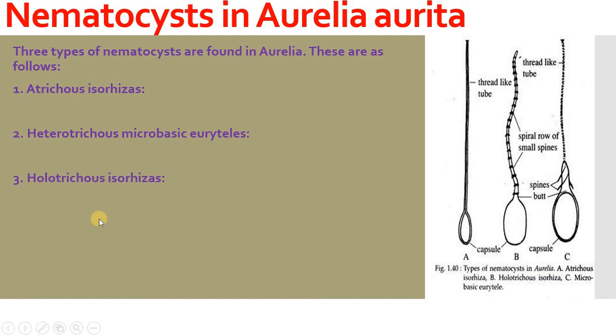Then is the holotrichous isorhiza. This is the holotrichous isorhiza, characterized by the following parts. This is the capsule, the butt region and the thread tube region have a spiral row of small spines altogether present, and the thread-like tubes open at the tip.